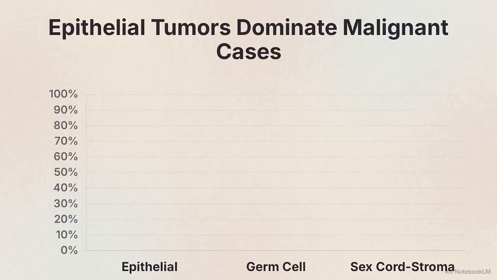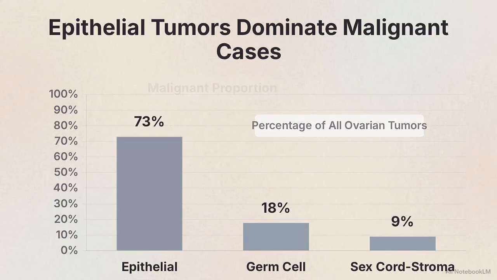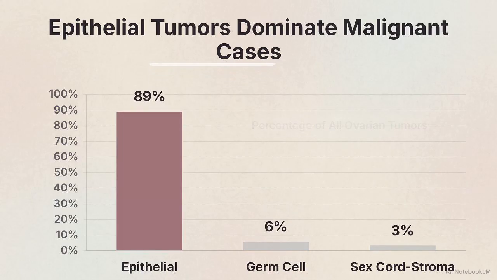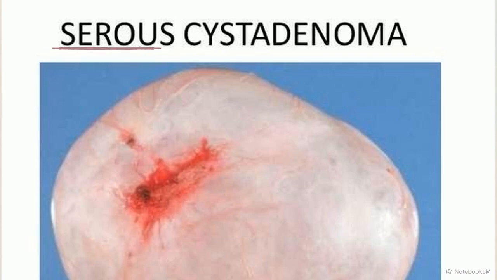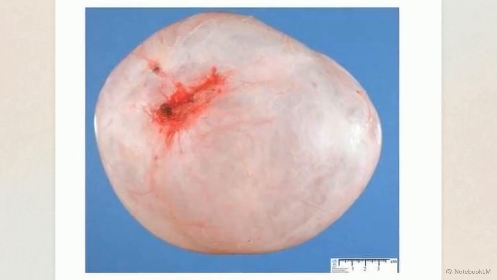This data visualization isolates the epithelial tumors, showing their dominance in the pathology landscape. They account for 65 to 70% of all ovarian tumors, and in their malignant forms, they are responsible for 90% of all ovarian cancers. This gross medical photograph shows a benign serous tumor, the most frequent subtype. These present as large, smooth cysts filled with a clear serous fluid.